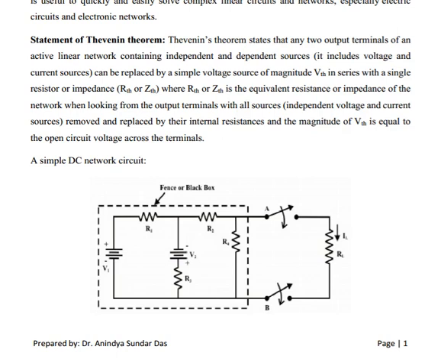voltage source of magnitude VTH, that is Thevenin voltage, in series with a single resistance or impedance for an AC circuit, that is R Thevenin or Z Thevenin, which is the equivalent resistance or impedance of the network when looking from the output terminals with all sources removed, or say replaced by their internal resistances.